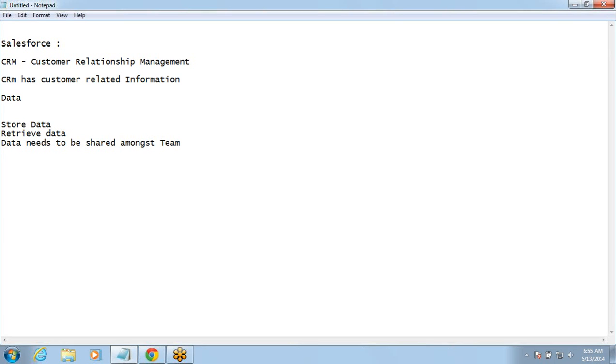So data needs to be shared, and this data needs to be secured as well. It has to be shared and it has to be secured. So these are the other attributes. Apart from storing the data, a CRM also needs to be shared, it needs to be secured, and it also needs to be designed in such a way that the data can be retrieved quickly at a very high pace.